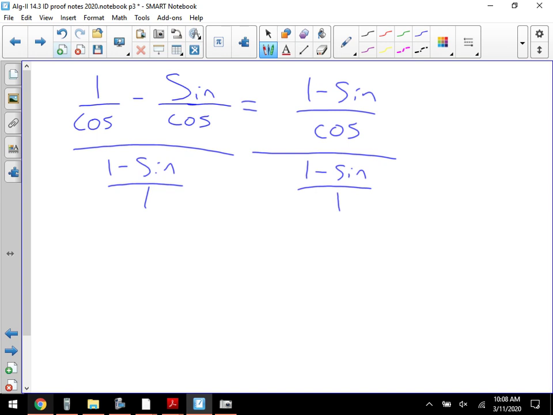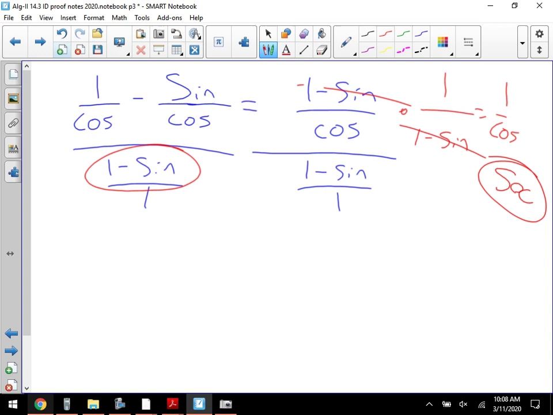Bring it up and flip it. What do you want on this sign? From the problems. There's your secant.